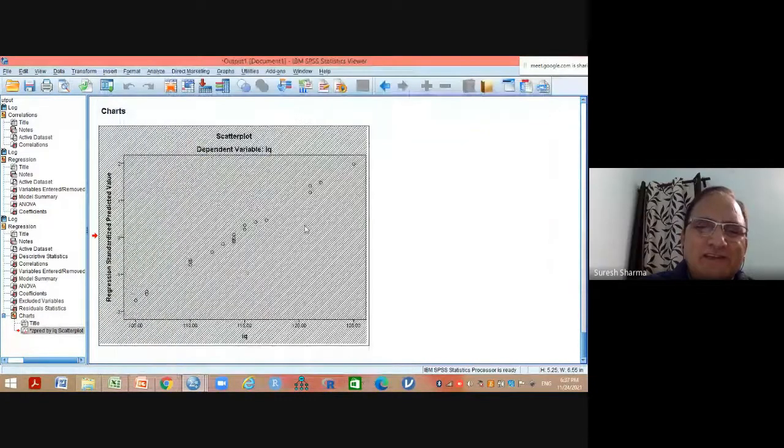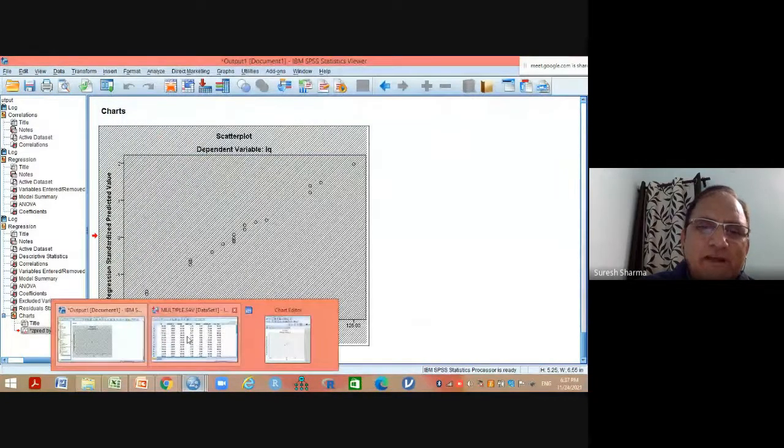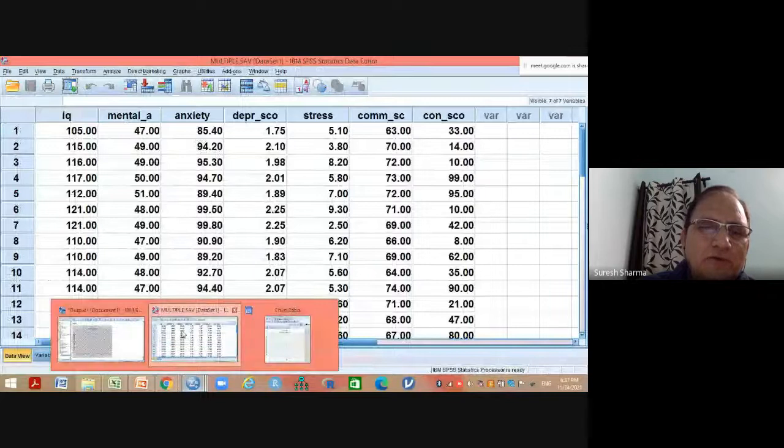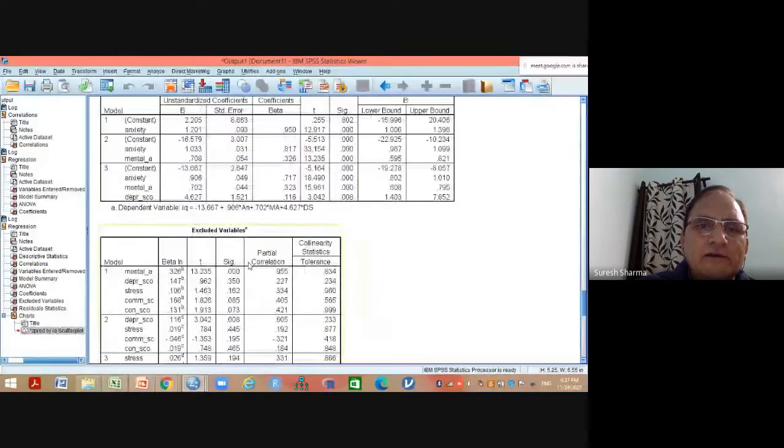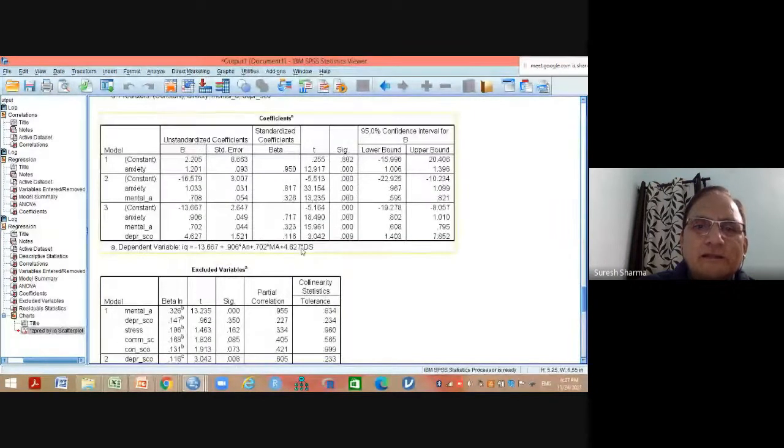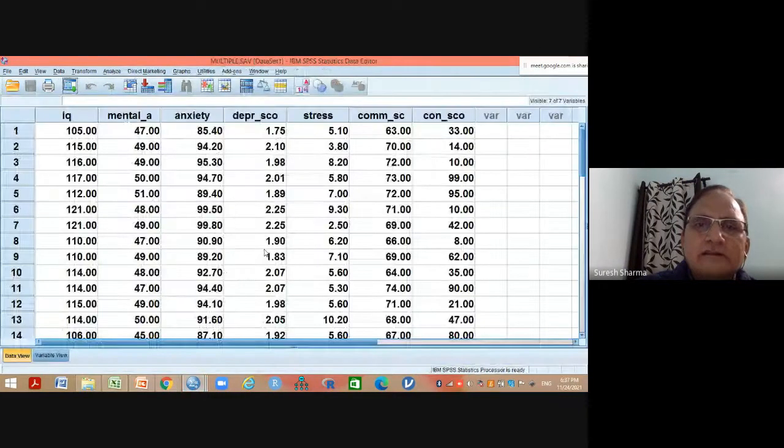That was simple actually. You see, in the output we have an equation here. Let me come to this. This was our equation, right? Now you have a depression score, you have mental age, you have anxiety. Suppose in that equation, I put 1.75 for depression and 85.4 for anxiety, for mental age, I'll get a predicted value of IQ. So one is the actual value, another is the predicted value.